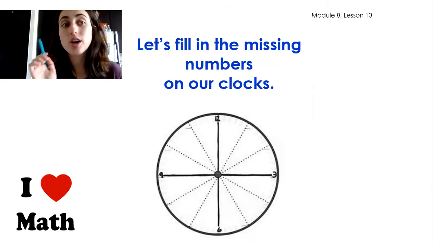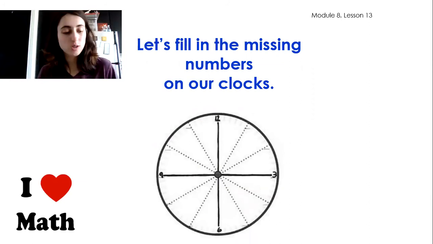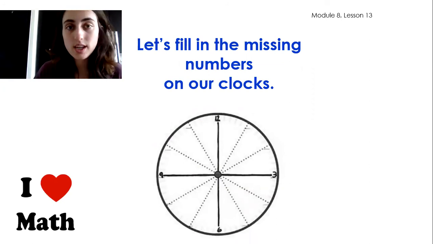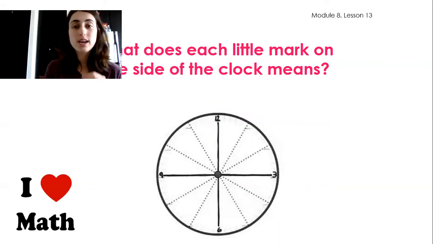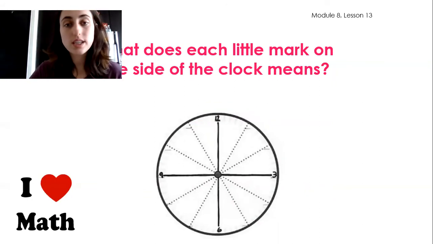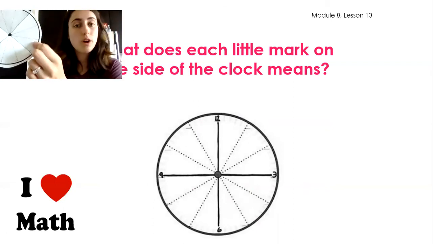So we have our parts of the clock. We have the 12, the 3, the 6, and the 9, but I need to see you put the minutes next to it so that we can remember it, right? So if we fill in the missing numbers, each little mark on the side of the clock means what? Each little mark that you've got here, these itty bitty lines here, those mean 1 minute, right?